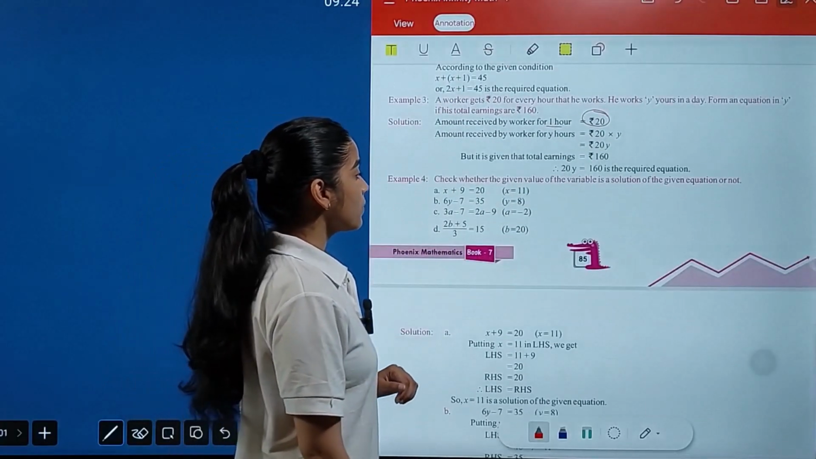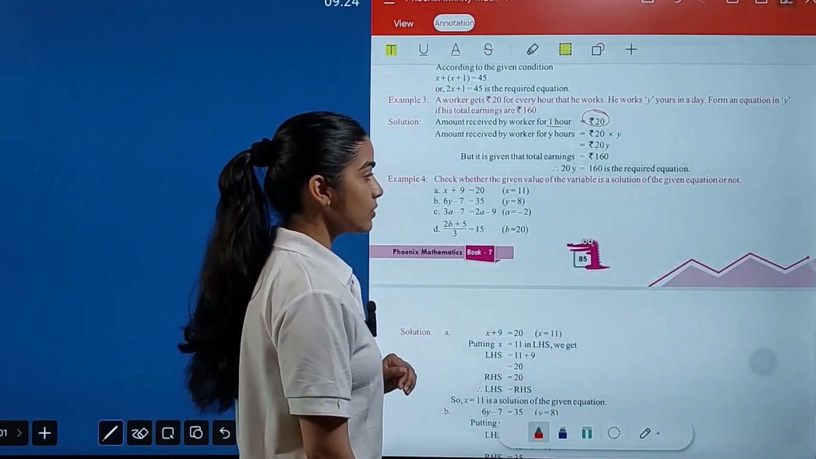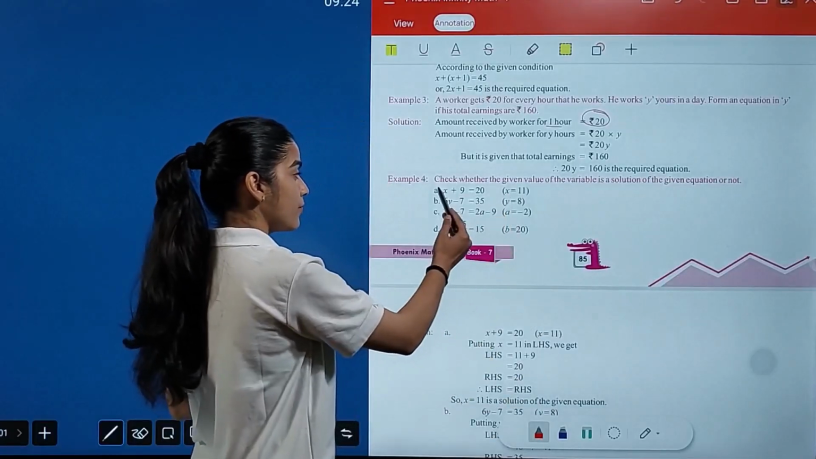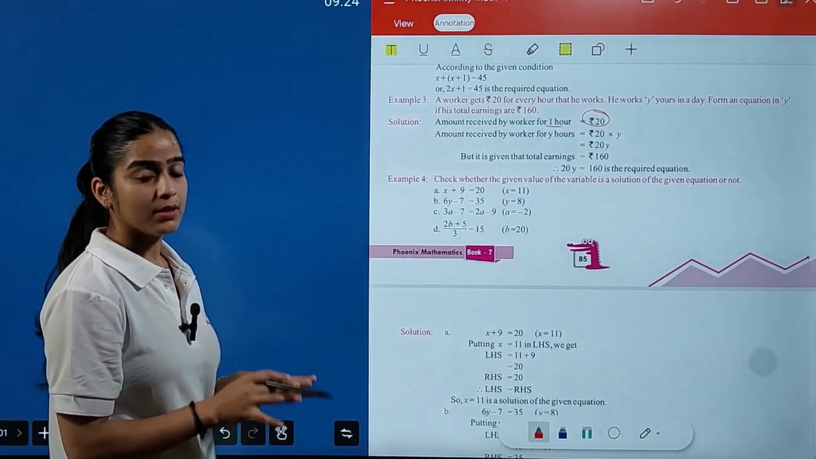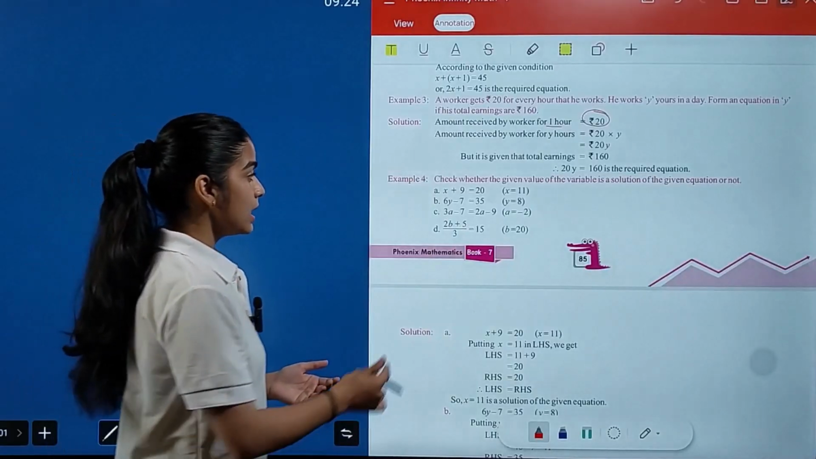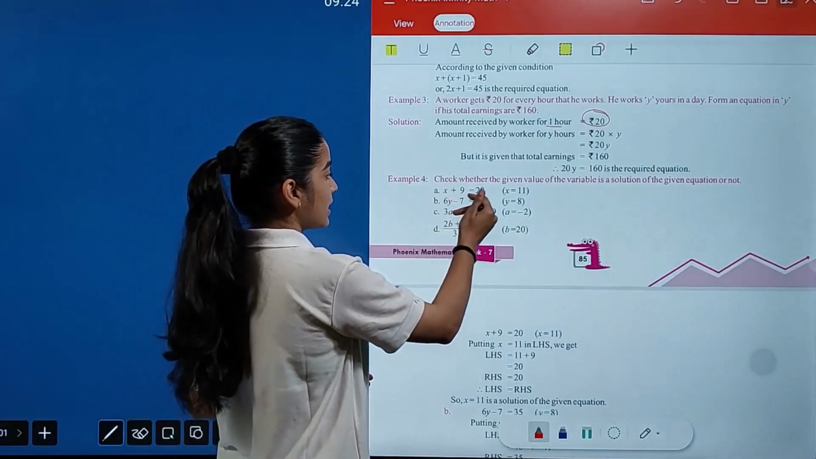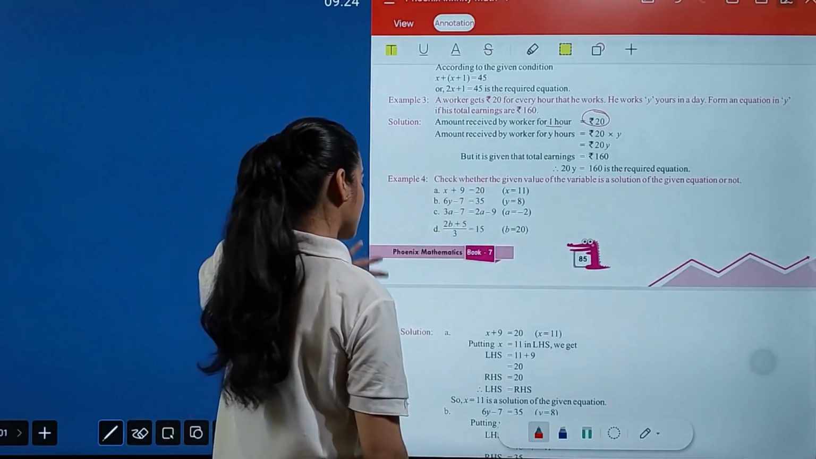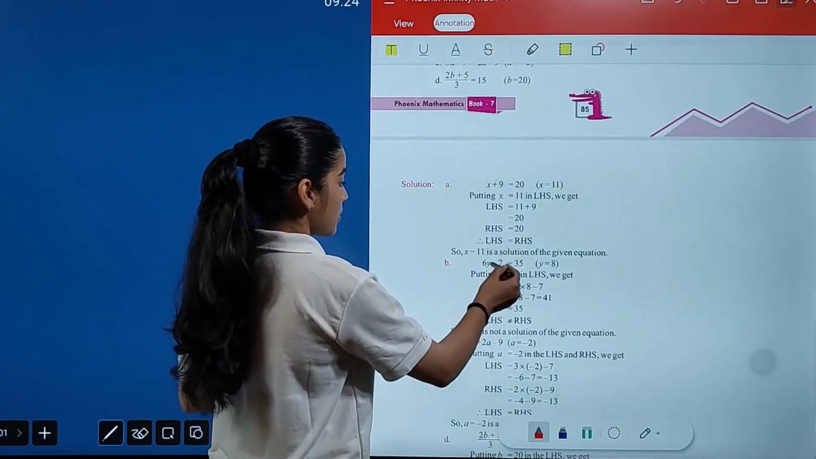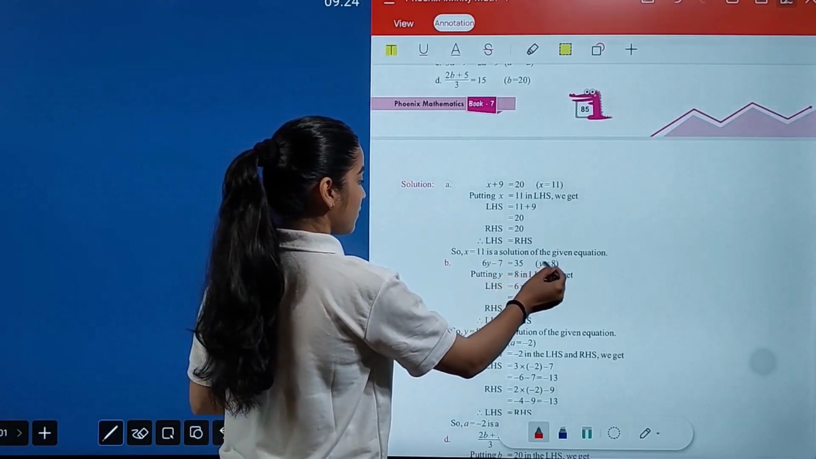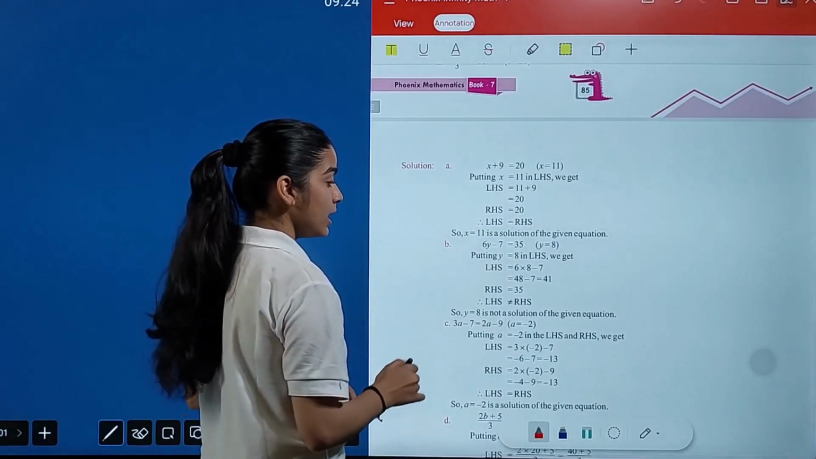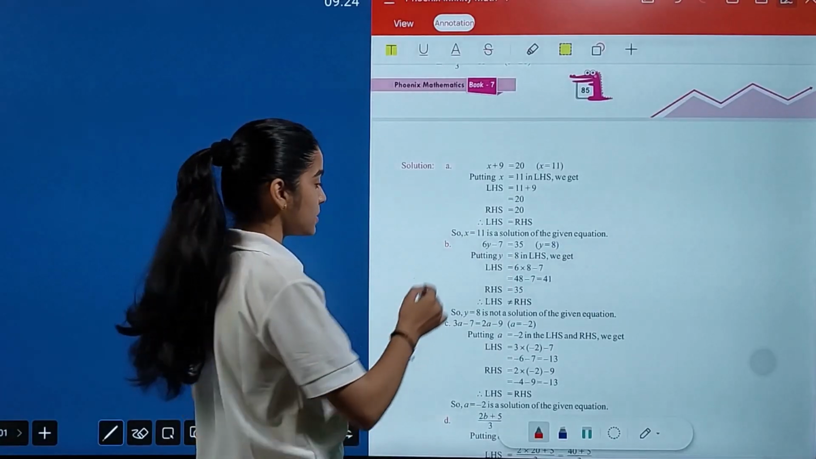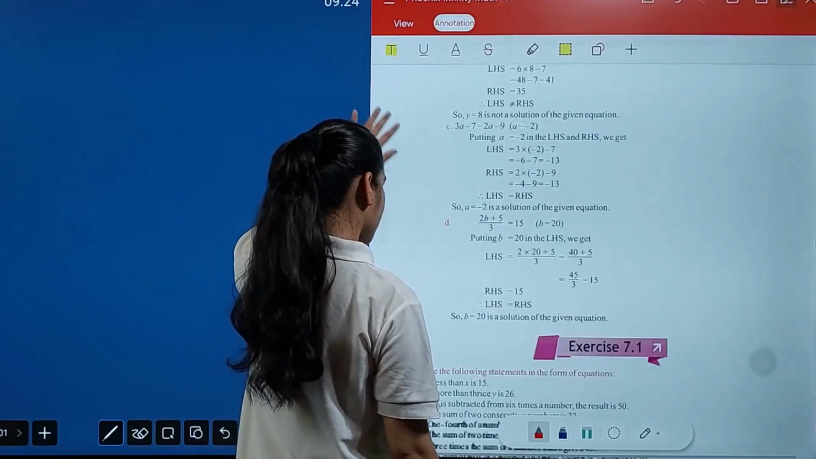Now check whether the given value of the variable is a solution of the given equation or not. You have to put the values as we do in an algebraic expression. If your left hand side and right hand side are equal to each other, it means that value is true. So 11 plus 9 is equal to 20. It means your statement A is true. Now 6y minus 7 is equal to 35, y is equal to 8. So 6 eights are 48, and 48 minus 7 is not equal to 35. It means your statement B is false.